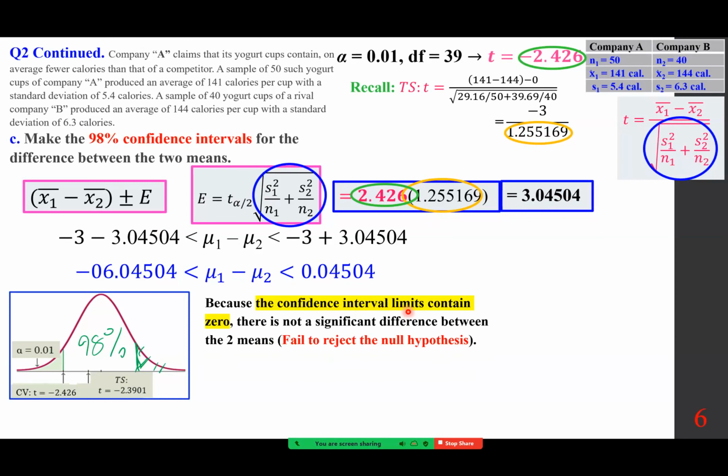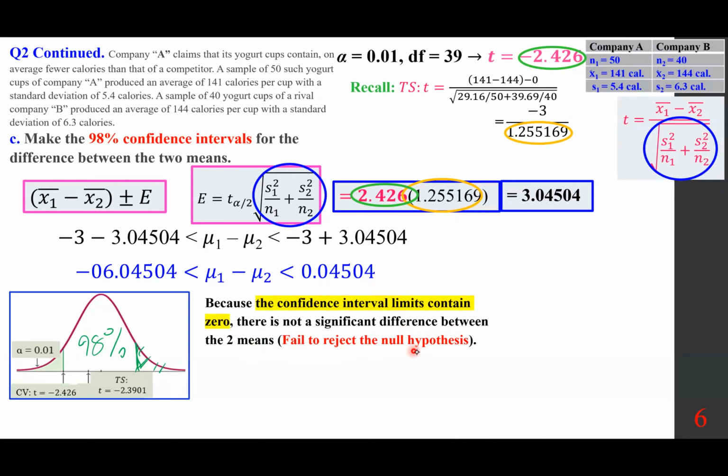Because the confidence interval limits contain 0, there is not a significant difference between the two means. Fail to reject the null hypothesis. So in other words, we had decided not to reject H0 in the first place. And whether you go with the traditional method, the p-value, or the confidence interval, you should come up with the same answer.